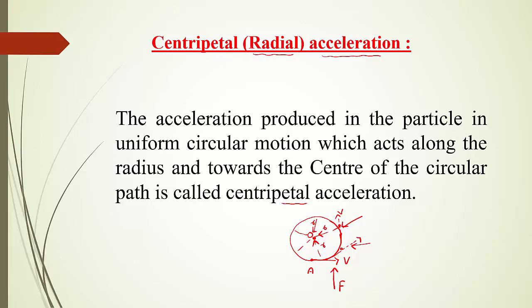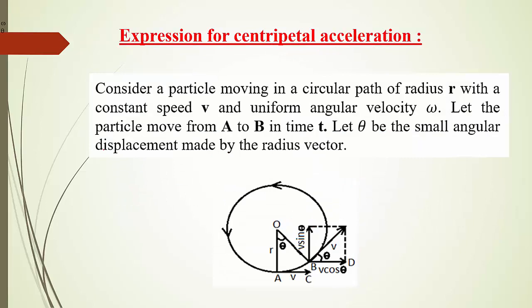How to define centripetal acceleration? The acceleration produced in a particle in uniform circular motion, which acts along the radius and towards the center of the circular path. So this acceleration acts along the radius towards the center of the circular path. We call it centripetal acceleration, and the force is called centripetal force. Is it clear? Now we can derive an expression for centripetal acceleration.